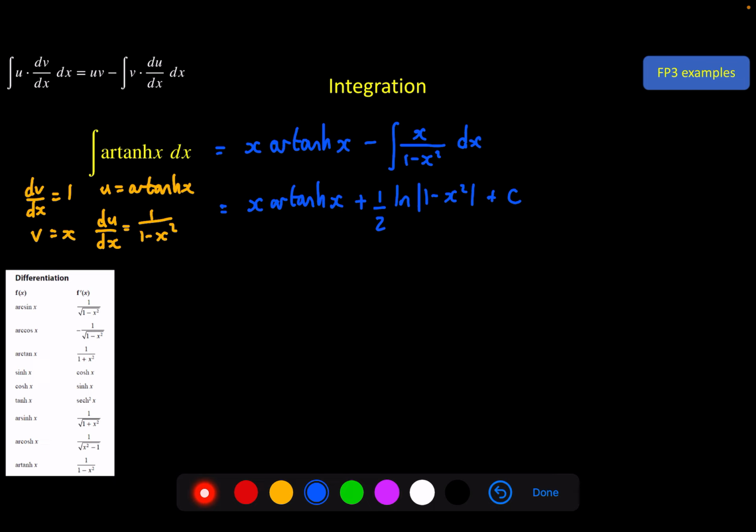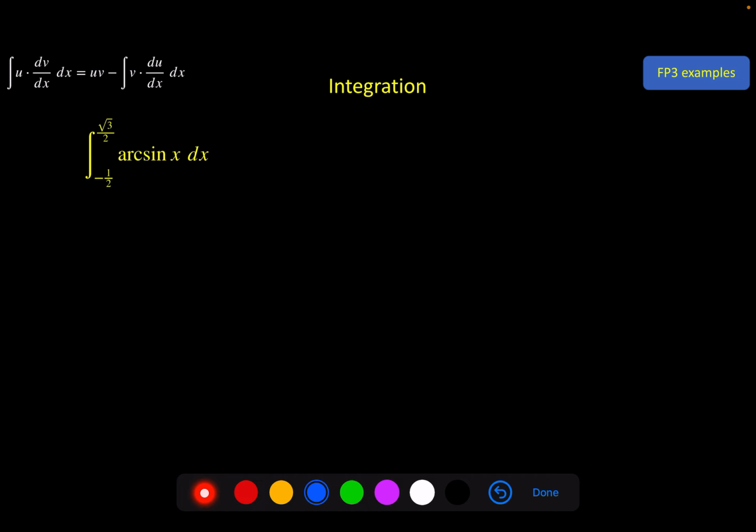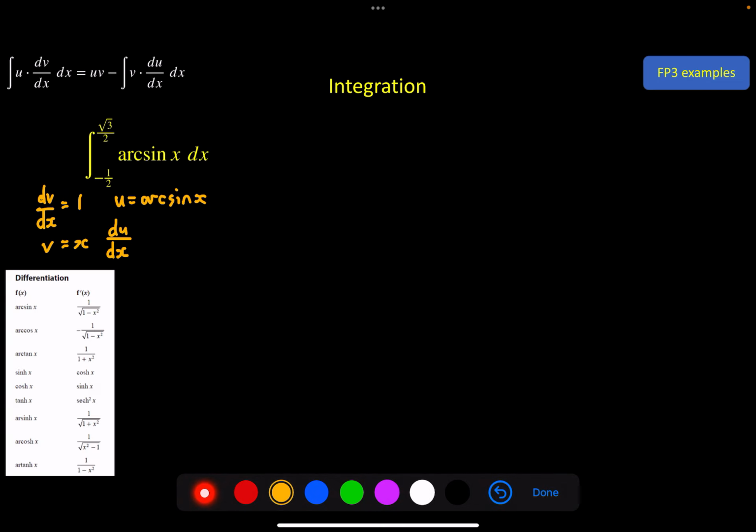Now that was not too bad. It's only a couple of lines of working, but they can get more complicated. Second example is to evaluate this integral, and we're going to do the same thing. So we've got dv by dx is equal to 1, v is equal to x, u is equal to arc sine x, so du by dx is equal to the derivative of arc sine, which is 1 over square root of 1 minus x squared.